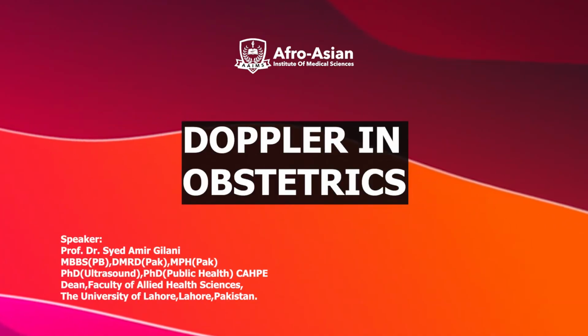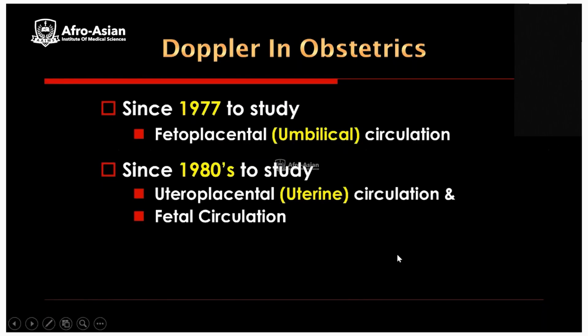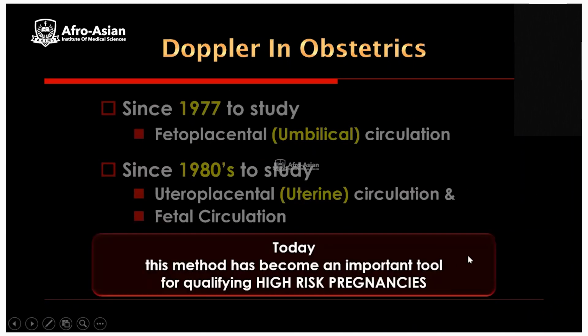Doppler in obstetrics. Since 1977, to study fetoplacental, which is the umbilical circulation, and since the 1980s to study uteroplacental, uterine circulation, and fetal circulation, we are using obstetrical Doppler. Today, this method has become an important tool for qualifying high-risk pregnancies.